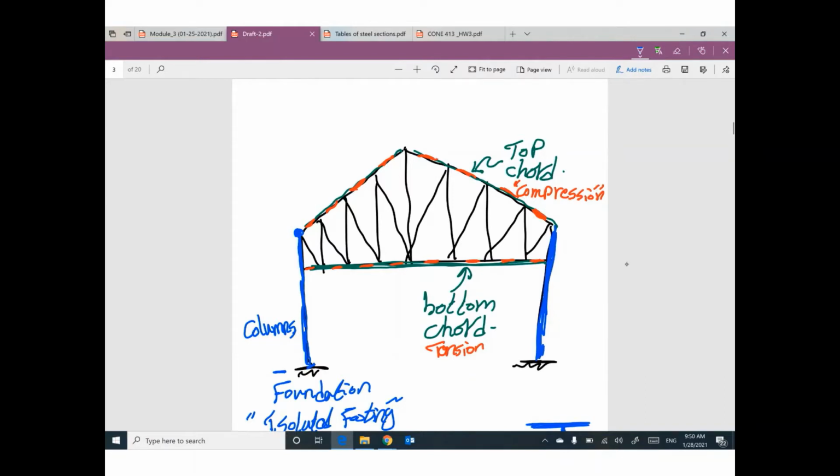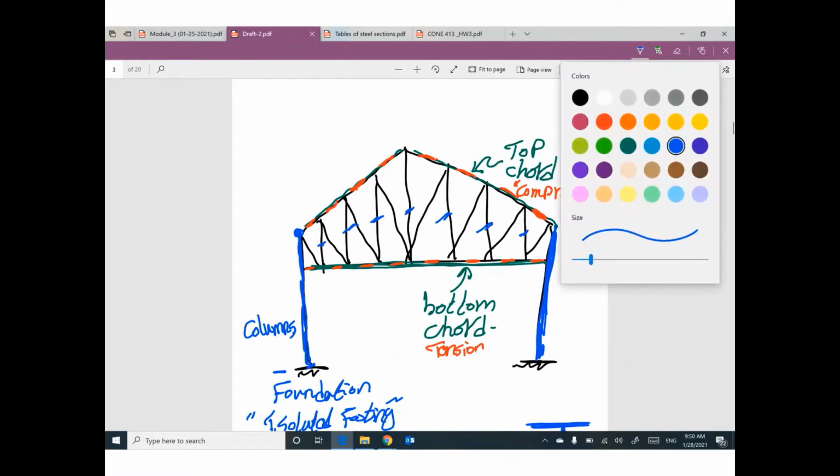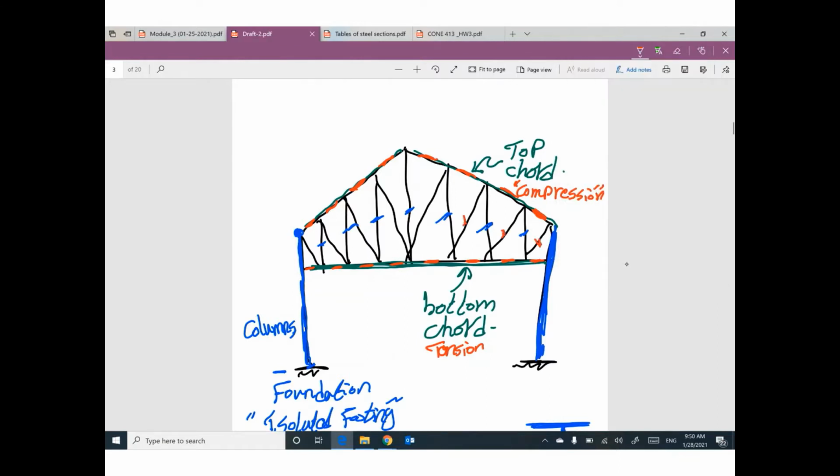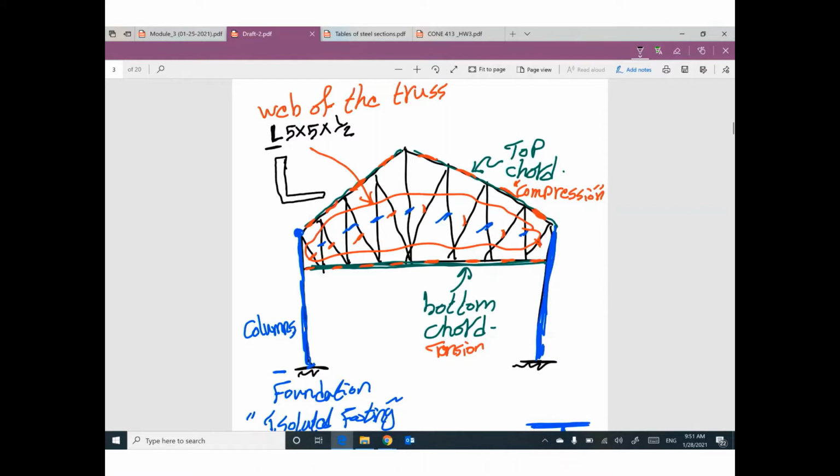Then the vertical members and the inclined members can be called web of the truss. These members are 1 angle. For example, 5 times 5 times 1/2. This symbol means 1 angle only, like this. Does that make sense?